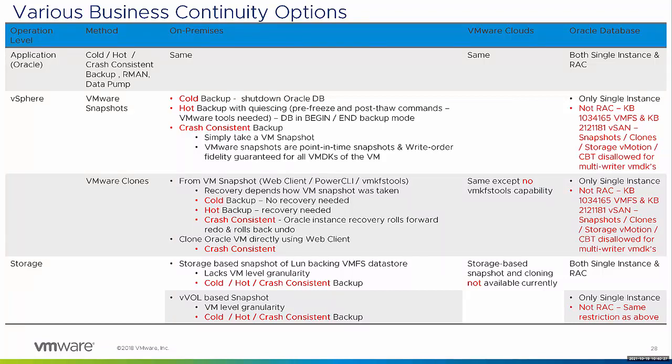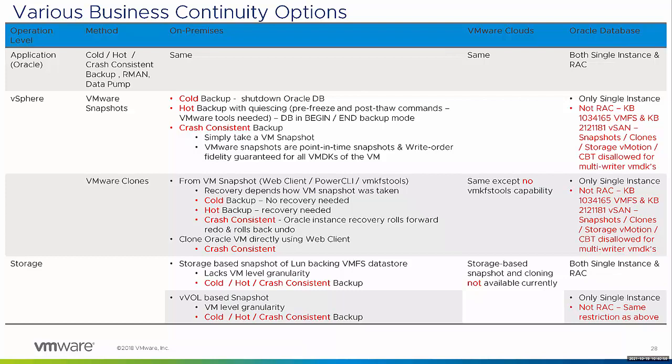The VMware snapshots are point-in-time snapshots. And write order fidelity, which is very important for any kind of database, is guaranteed for all VMDKs of that virtual machine. Similarly, with VMware clones, you could either take it from the VMware snapshot or you can clone directly from a virtual machine. Remember, when you clone directly from a virtual machine, if the VM is up and running, it's a crash consistent clone. If the source virtual machine is down, then yes, it's a cold clone.